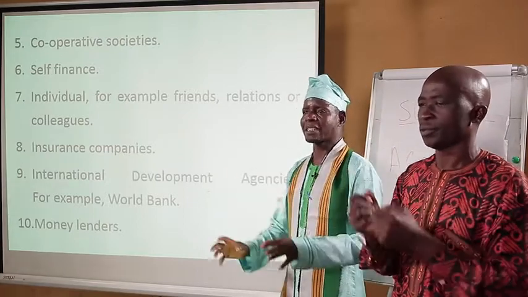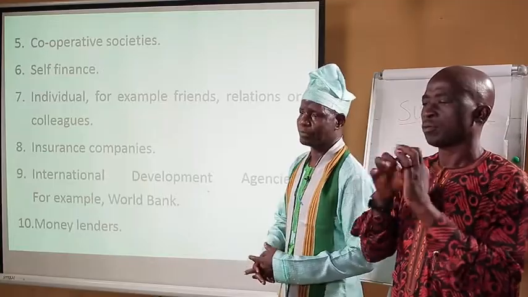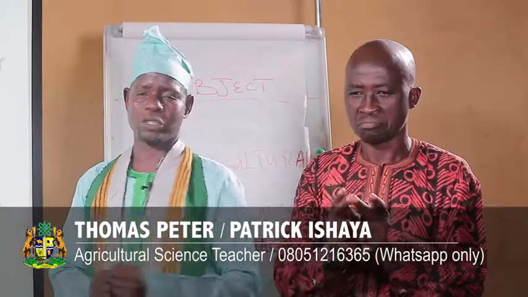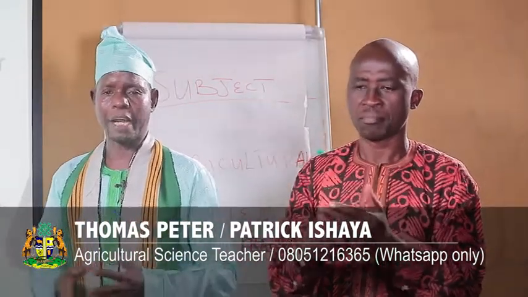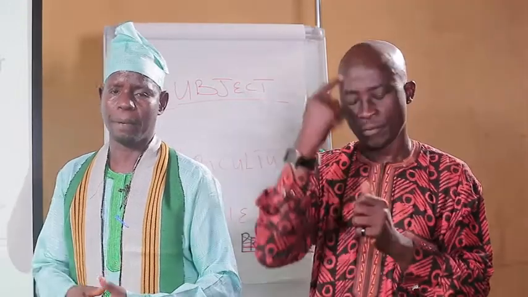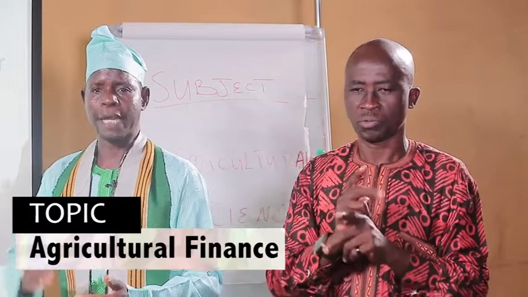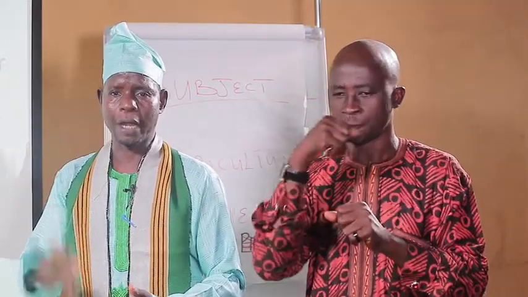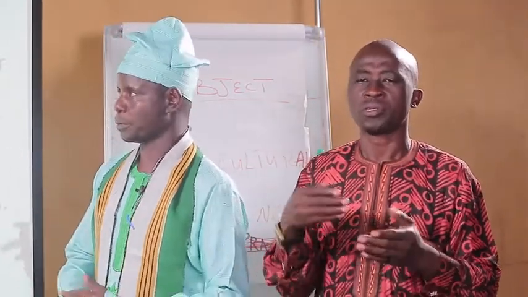Then we have number 5, cooperative societies. These are societies that are found in a community. Farmers pool their resources together at the end of the day for the benefit of their members. They can be given loans to obtain agricultural input, like buying a tractor.